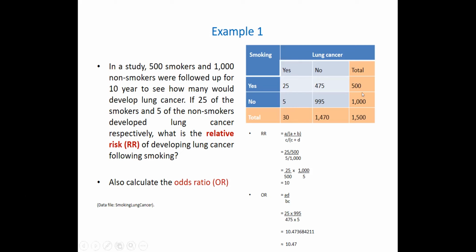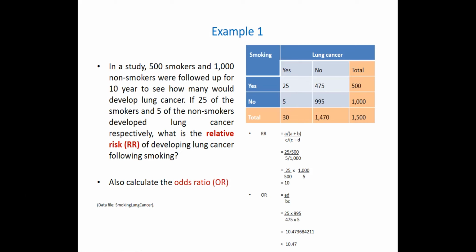Can you see? In the cell, if you remember, that 25 is the A, 475 is B. 500 will be A plus B. Then for this one, 5 will be C, 995 will be D. Then 1,000 will be C plus D. So the risk among the smokers will be this 25 over 500, which is A over A plus B. Why the risk among the non-smokers will be this 5, which is C over 1,000, which is C plus D. Can you see? That's why the formula for relative risk is like that. Very simple.